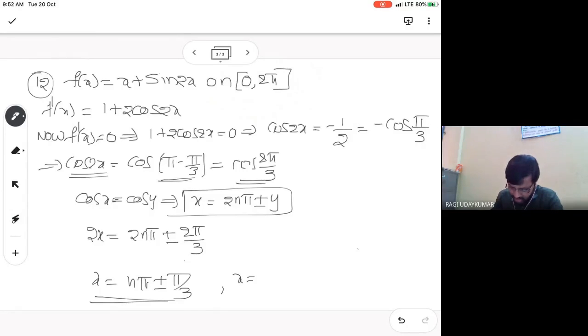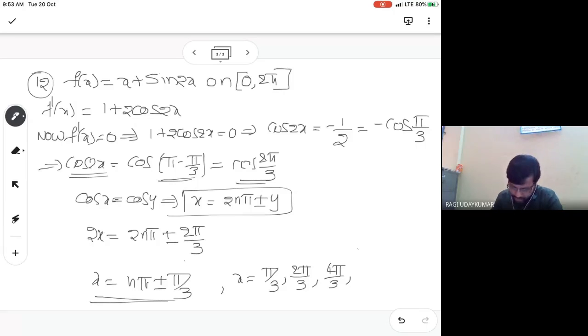Take n equal to 0: substitute, you are going to get pi by 3. If n equals 1, what do you get? Pi minus pi by 3, which is nothing but 2 pi by 3. And with plus also, pi plus pi by 3, which is nothing but 4 pi by 3. Isn't it?